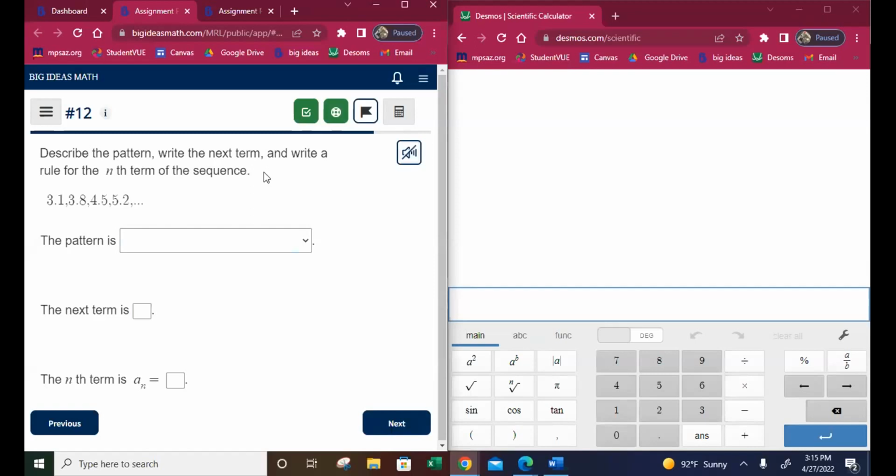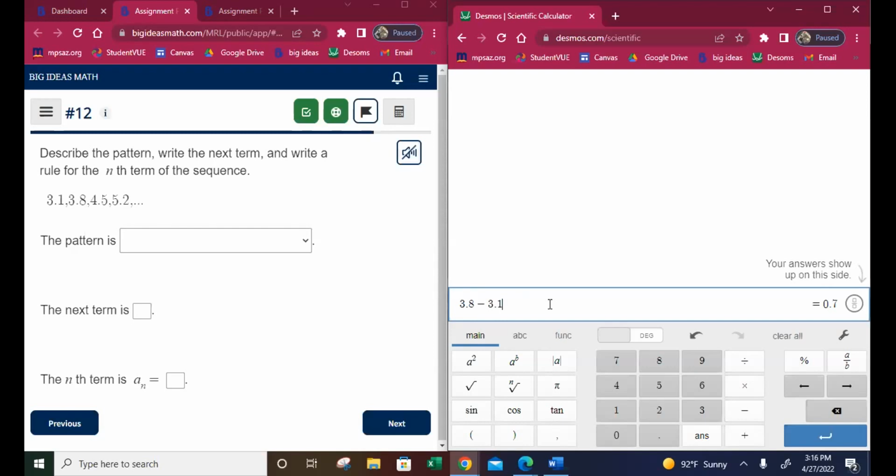This pattern. Wait, it's decimals. Okay, so again here, what you're looking for is, is it going up by the same amount? So you've got a calculator on the right there. If you can go to the right for me, type in 3.8 minus 3.1. Those are the first 2 numbers. Do you see that? Yeah.